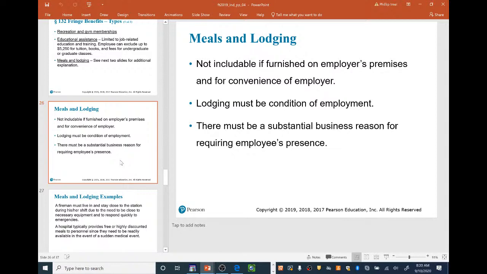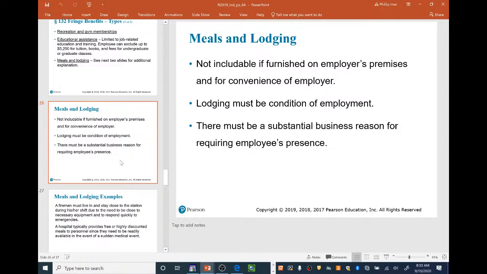Okay, so these are also going to be excluded from an employee's gross income. They are employer provided meals and lodging if they are provided on the employer's premises for the convenience of the employer, okay? An additional condition for excludable lodging is that the employee is required to accept the lodging as a condition of employment. So once again, this is for the convenience of the employer here, right? So that's why he's putting you up in the lodge and giving you food.